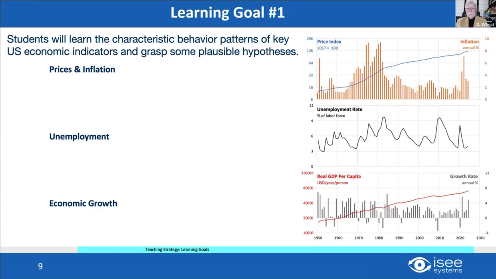So I have a couple of very high-level learning goals. And I think if I have just a few learning goals, it's much more likely students are going to be able to achieve them. But they're pretty critical, I think. So I want the students to learn what I call the characteristic behavior patterns of key U.S. economic indicators, and to grasp some plausible hypotheses for those patterns. And the key indicators are prices and inflation, unemployment, and economic growth.